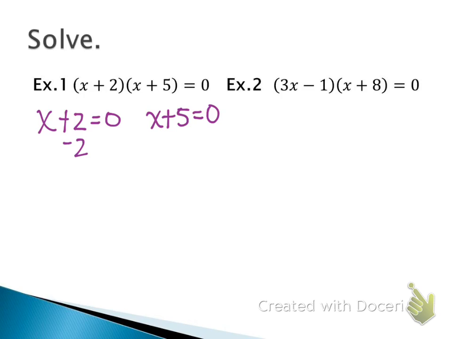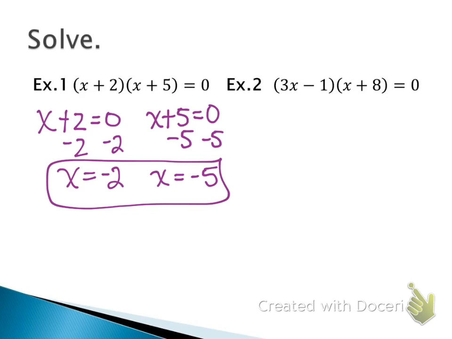So Jaquan said on this one we would have to subtract 2 on both sides. 0 minus 2 gives me -2. So that's part of my answer, but I still have another equation to solve. Jakeem, how am I going to solve that second equation? Good. Subtract 5 from both sides. 0 minus 5 is -5. Those are my two answers.